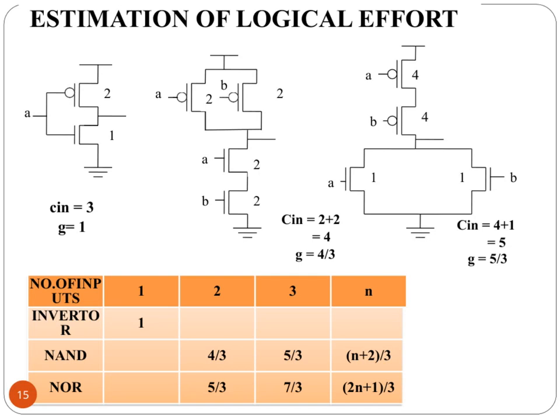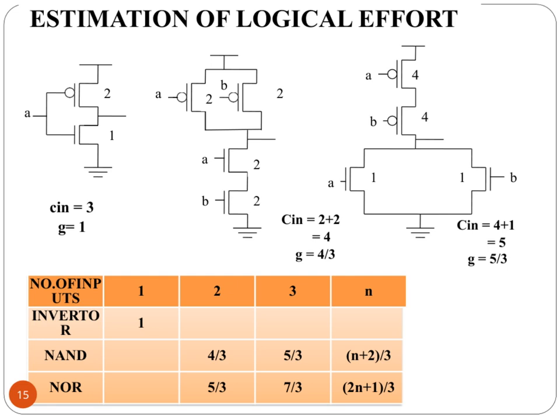Here, we are focusing on the estimation of logical effort, which is a key concept in evaluating the delay introduced by different types of logic gates. Logical effort is essentially a way to quantify how much slower a gate is compared to an inverter, which is taken as the baseline with a logical effort of 1. Starting with the inverter, its logical effort is always 1, regardless of the number of inputs, because it's the reference point. For NAND and NOR gates, the logical effort depends on the number of inputs.